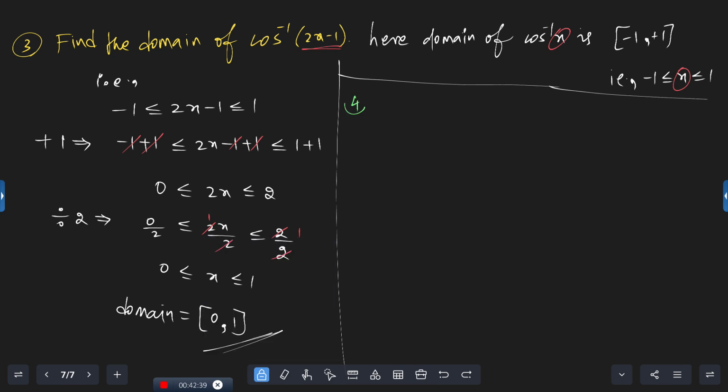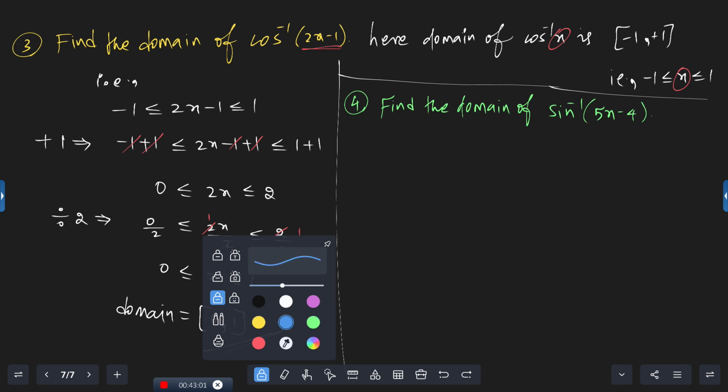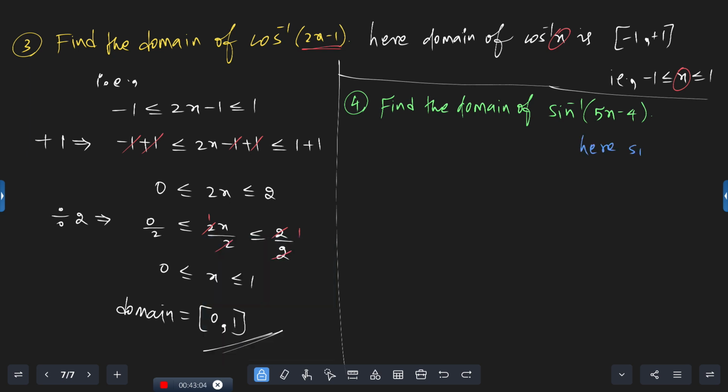Right. Question number 4. Find the domain of sine inverse of 5x minus 4. 5x minus 4 is given, and for this we have to find the domain. Okay, so children, do you remember the sine inverse domain, pa? Sine inverse x domain, what? Same, minus 1 comma 1 only, no? So how will you write this? Minus 1 less than or equal to x less than or equal to 1.